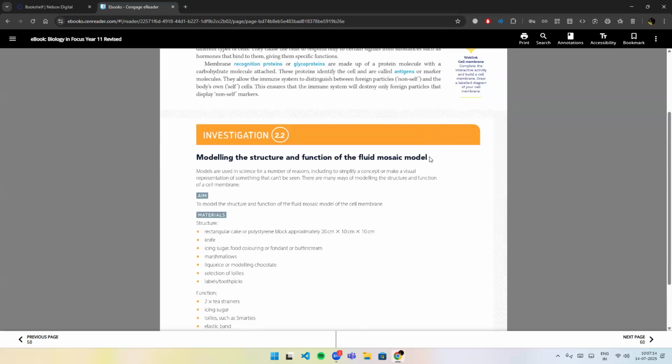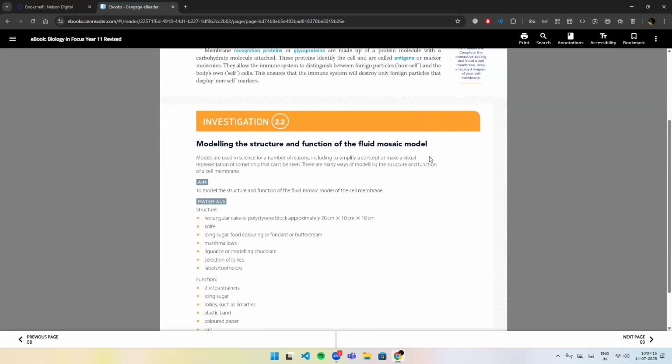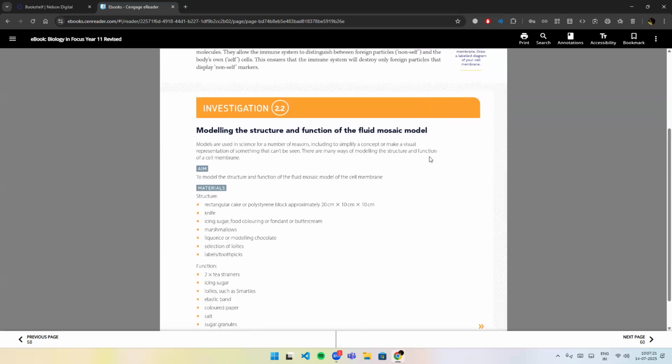This ensures that the immune system will destroy only foreign particles that display non-self markers.